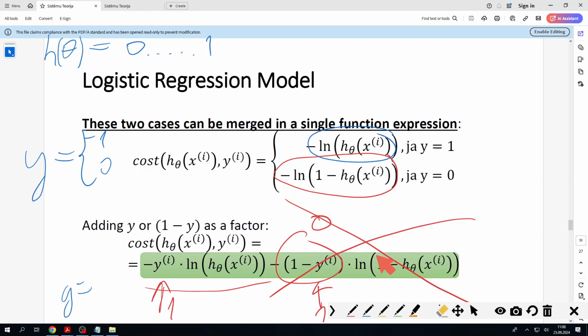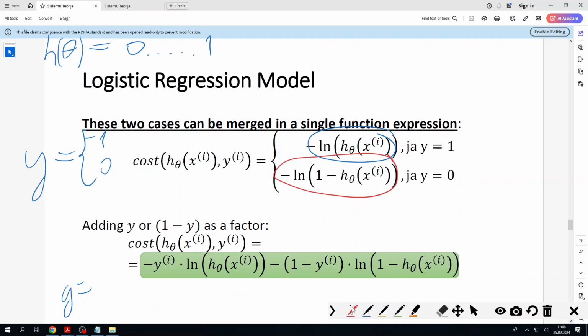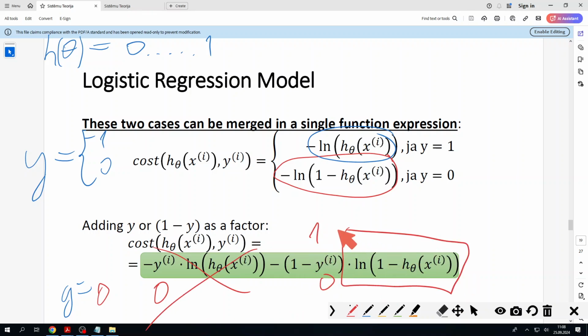If actually y is going to be 0, it will work the opposite way. So if y is 0, here we put 0, we cancel out this part, here we put 0, it becomes 1, and this part is kept. Yes? So this way, because your y can be either 1 or 0, we can actually combine them into a single expression and have this formula as a cost function.